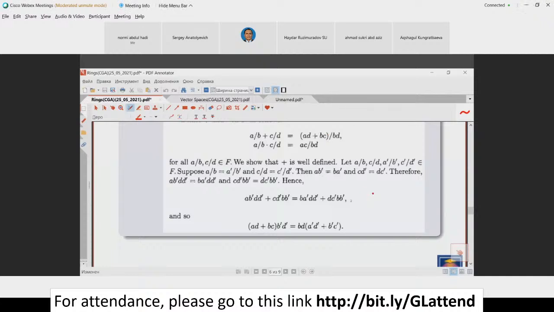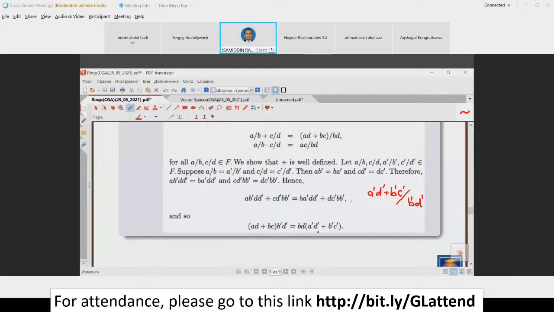So you have here A prime D prime plus B prime C prime over B prime D prime. We need to show representatives AD plus BC, BD is related to A prime D prime plus B prime C prime, B prime D prime. So that means this multiplied by this must be equal to this multiplied by this.